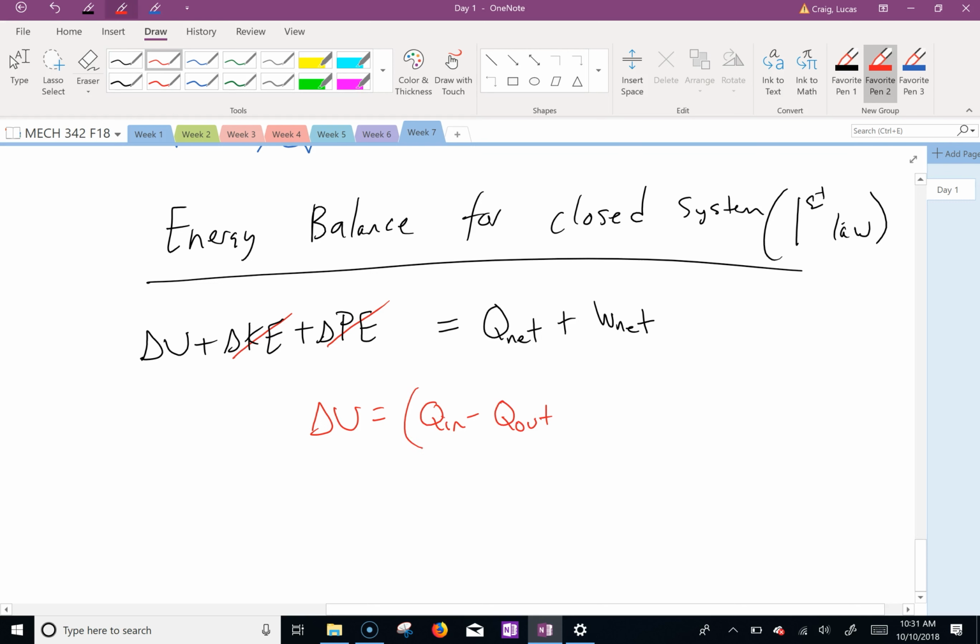Did I do in minus out? I'm going to double check. Or was it out minus in? Is it out minus in? It probably is. For intermediate students it's switched, right? No, this is in minus out. Yep, in minus out. Fluids is different.